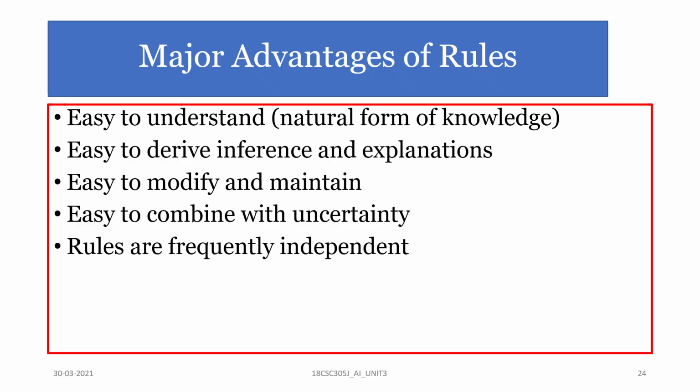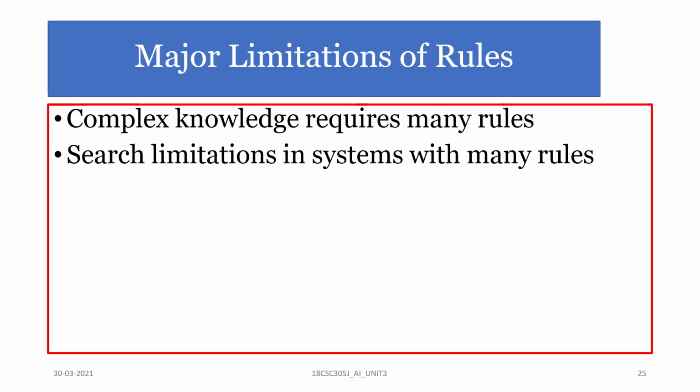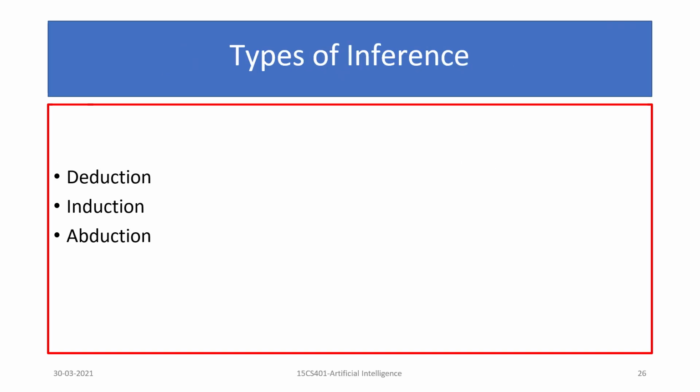Rules are frequently independent. So the limitations of rules will be: complex knowledge requires many rules, and systems with many rules become difficult to manage. So these are the additional limitations, apart from semantic representation using rules as well as production.